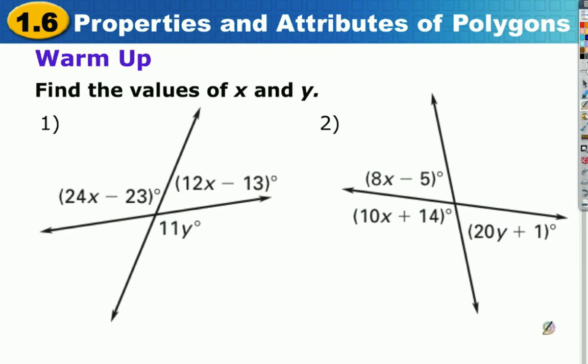Okay, what'd you get? Same thing as Alyssa. Which was what? X equals 6 and y equals 11. Okay, x equals 6, y equals 11.